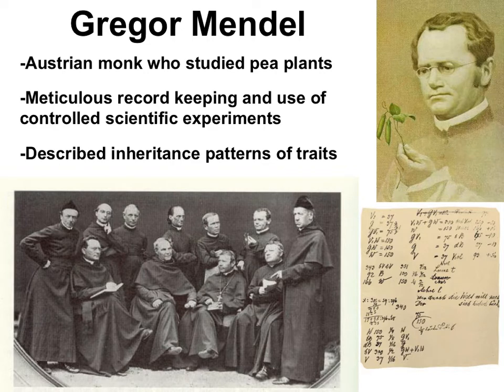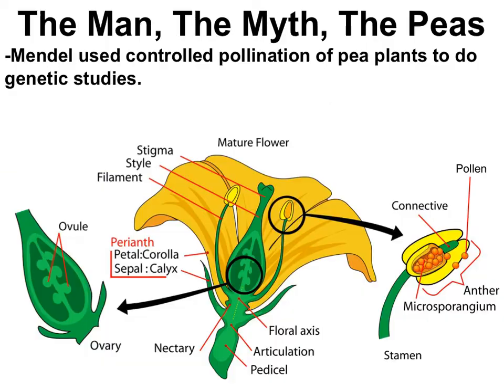So, in short, Mendel is considered the first to describe the mechanism of inheritance, or how traits get passed from parents to offspring. Gregor Mendel manipulated the reproductive anatomy of pea plants so that he knew exactly which plants were fertilizing which.